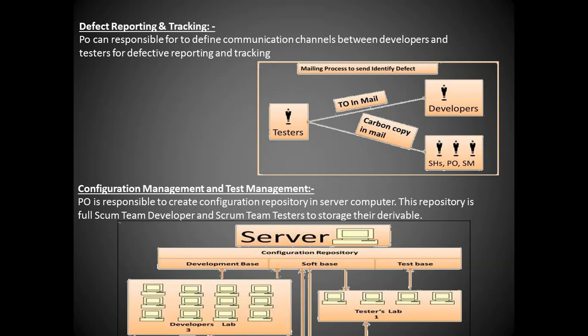Configuration management and the test management. PO is responsible to create the configuration repository in the server computer. This repository is for Scrum Team developers and Scrum Team testers to store their deliverables itself.